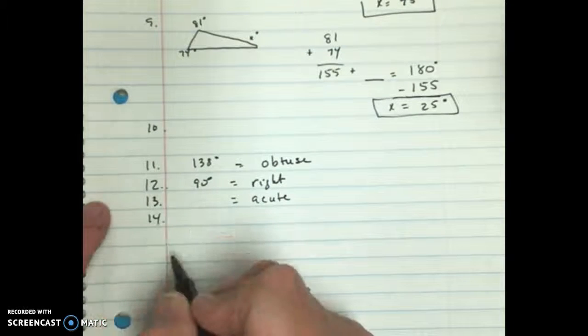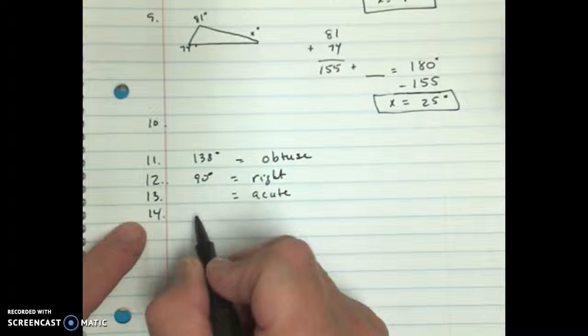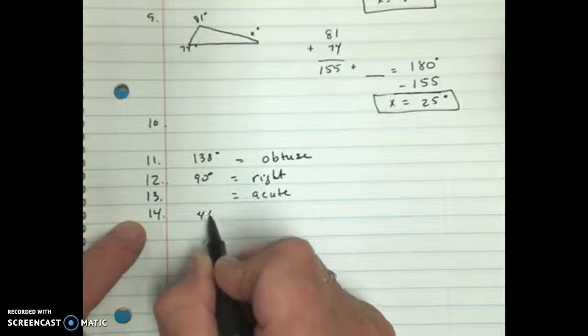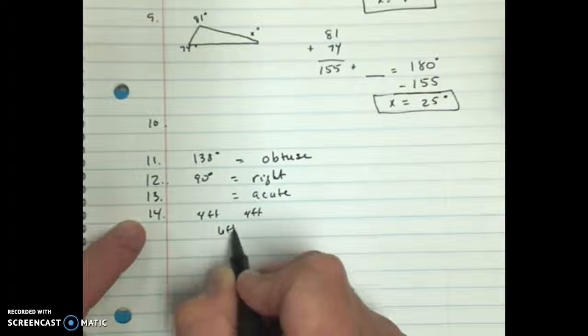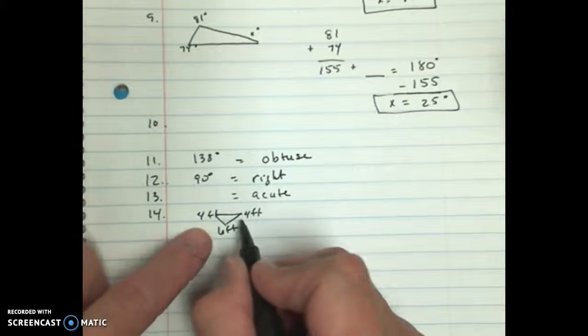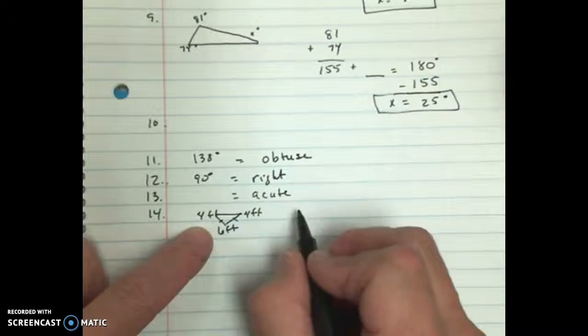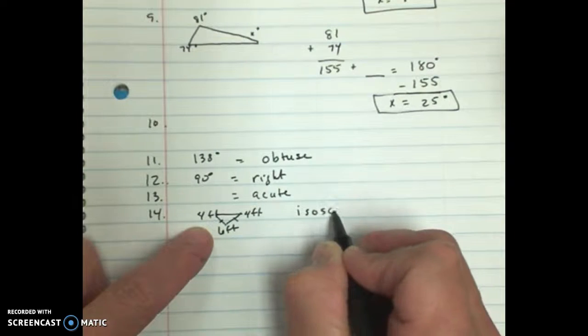Number 14, we're going to classify this triangle by its sides. So we have a 4-foot side, and we have another 4-foot side, and we have a 6-foot side. So we know that there's two sides of the same, so we have an isosceles triangle.